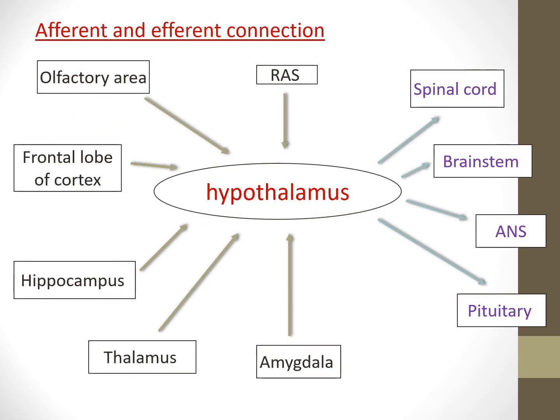So let's see what the afferent and efferent connections are. Here, the reticular activating system gives its afferents to the hypothalamus. Then fibers come from the olfactory area, the frontal lobe of the cortex, the hippocampus, the thalamus, and the amygdala, and they give their afferents. The efferents go down as fibers to the spinal cord, to the brainstem, to the ANS, and also to the pituitary gland. So this is how the afferent and efferent connections happen with the hypothalamus.